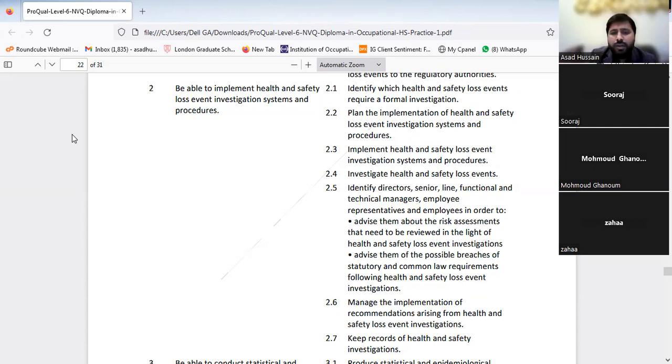So moving forward to 2.6, manage the implementation of recommendations arising from health and safety lost event investigation.